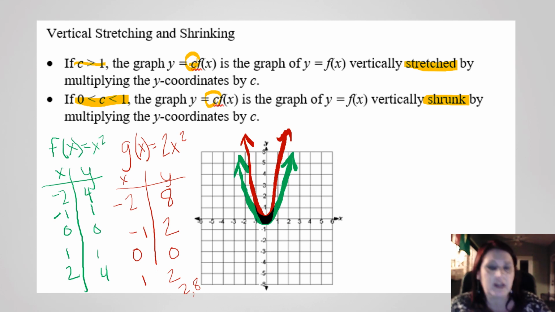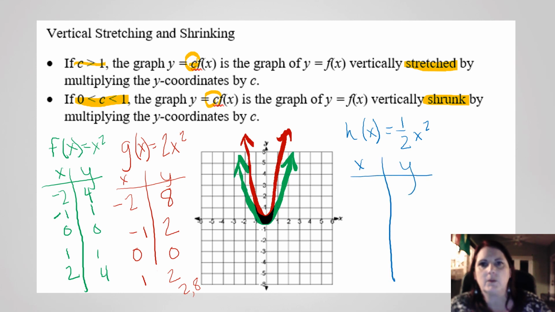So let's call that one h of x. And let's make it 1/2 of x squared. So we'll do an xy table for that. And let's do those same points, negative 2, negative 1, 0, 1, and 2. So that's going to be half of 4, so that's going to be 2. Half of 1 is 1/2. Half of 0 is still 0. And 1/2 and 2. So let's see if we can draw that graph.